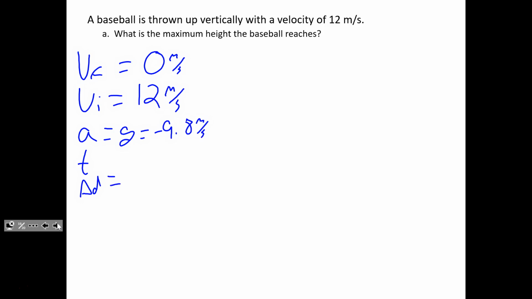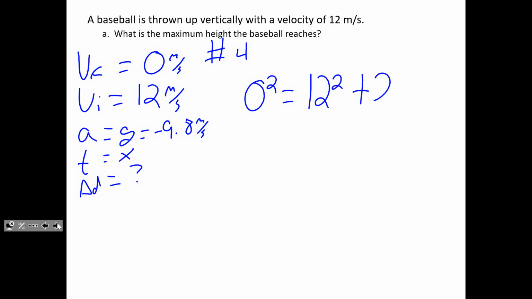Delta D is what we're solving for. Time gets the x. From there, we use equation big 4, number 4. And it's going to set up as 0 squared, because that is our velocity final, is equal to our velocity initial squared, which is 12 squared, plus 2 times the acceleration, which is negative 9.8, times delta D.